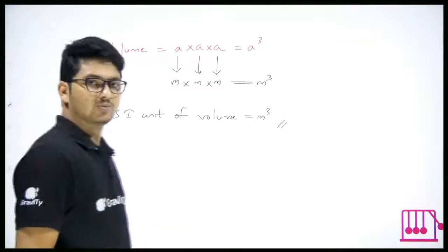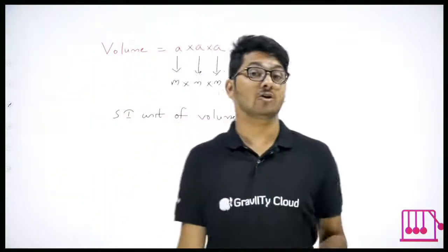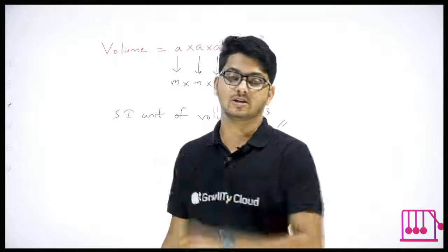Understood? So let's summarize what we have learned. We have learned that volume is a space occupied by an object.